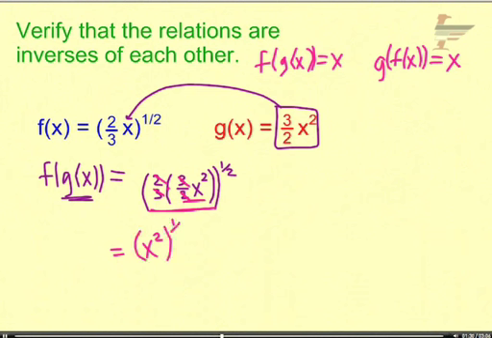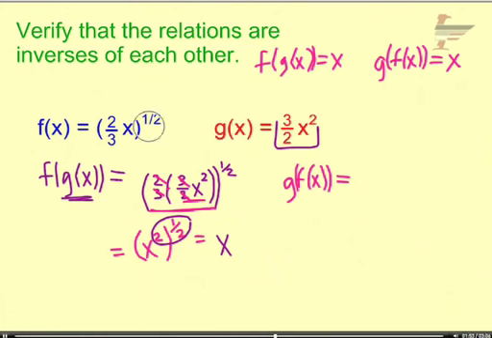Now this being raised to the 1/2 power. We have one base and two exponents. We multiply. 2 times 1/2 is just 1. So we have x to the first power, or just x. So our first one worked. F of g of x simplified to just an x. So let's see if g of f of x will do the same thing. If it does, then we have inverse functions.